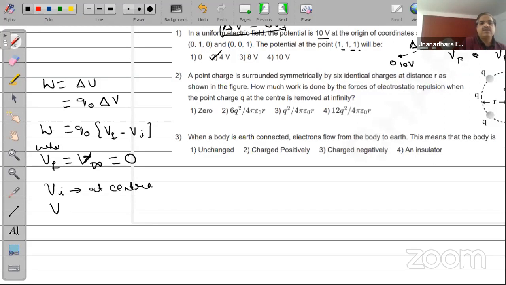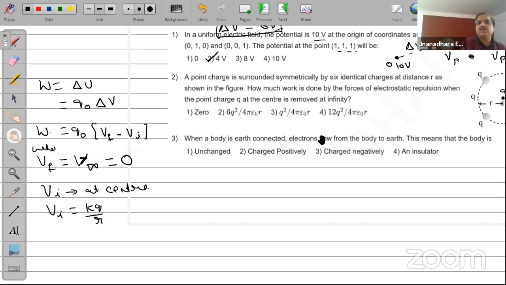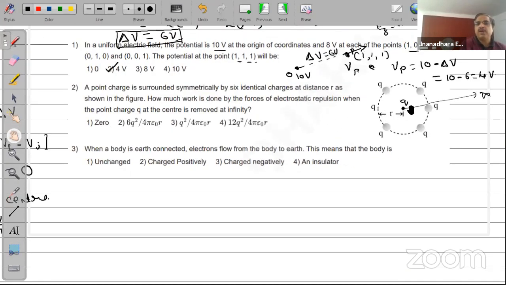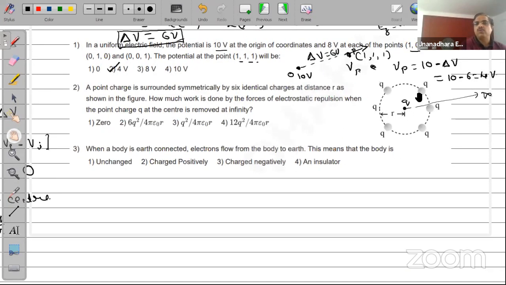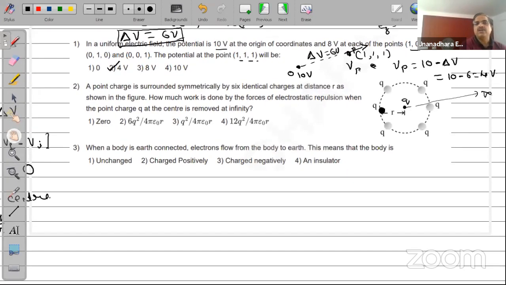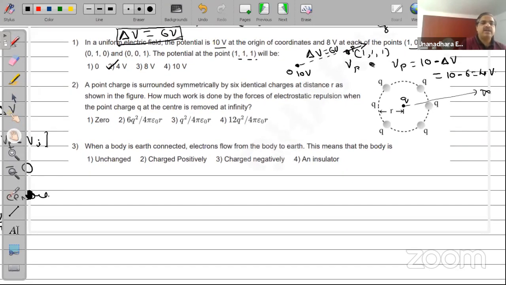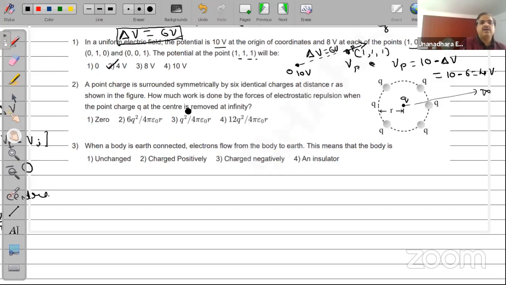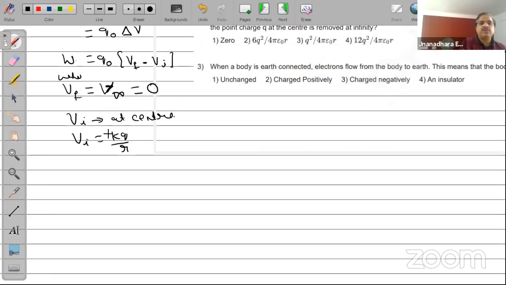So VI will be equal to KQ by R, and there are 6 such charges. So each one is contributing KQ by R. So there are 1, 2, 3, 4, 5, and 6. So 6 charges are there. And hence I get the total potential there to be 6 KQ by R. 6 KQ by R.